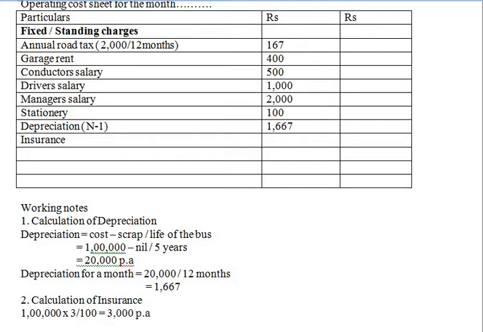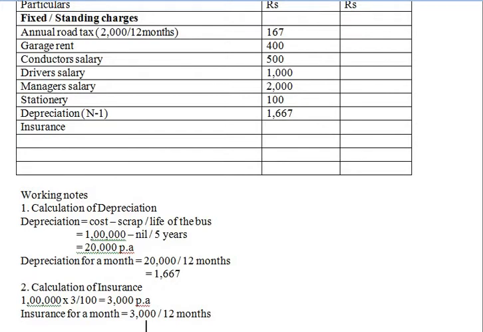This also will be per annum. Now next line, insurance for a month, which is equals to 3,000 divided by 12 months. Hope so everybody is understanding. Okay, now which will be equal to 250. So here in chart, insurance, note number 2, and the amount is 250.